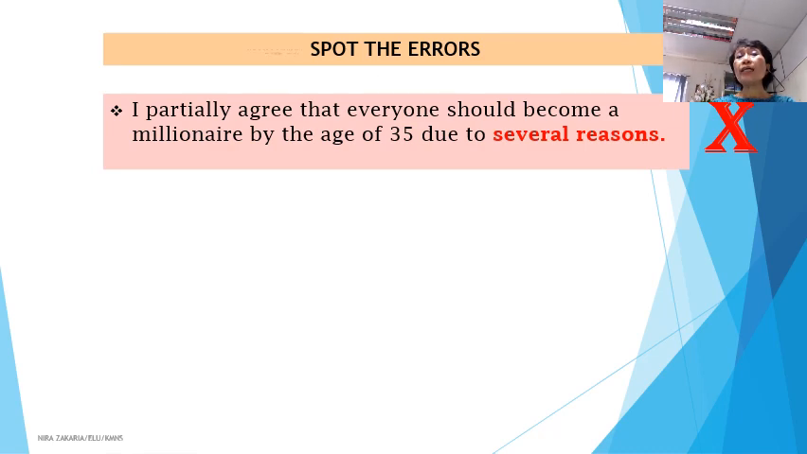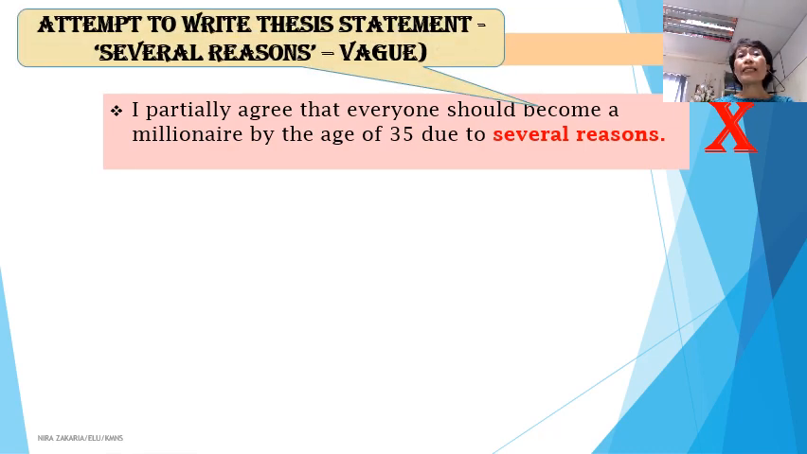Why? Because of the several reasons. It is vague or unclear. So we don't know which is which reasons. What reasons? To go for or to go against it? We do not know. So please, for a discursive essay, do not settle for a general thesis statement.